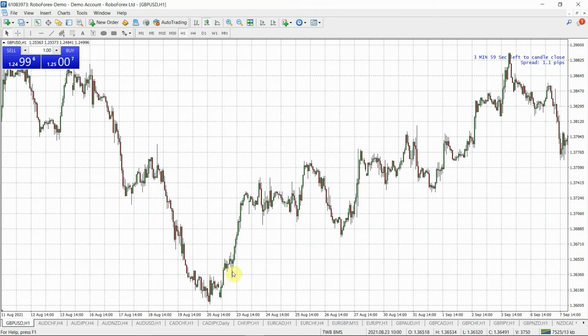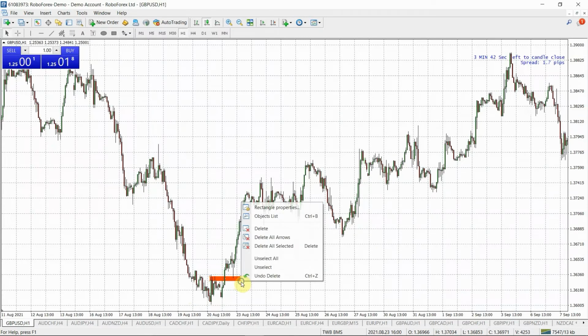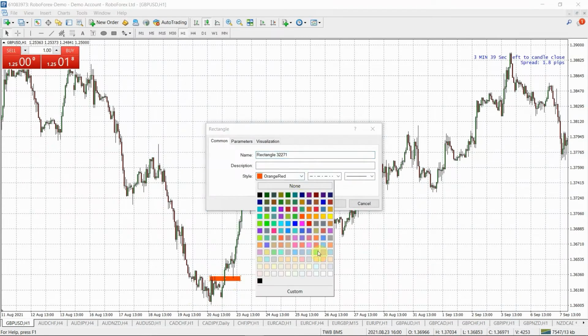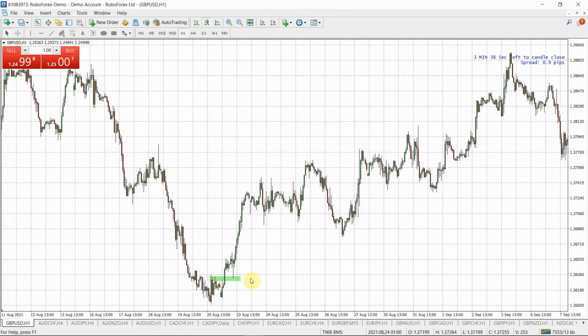All right, this is one, not so far. You can see we have corrective, impulsive, corrective, impulsive. Then there's a little corrective here, which is the last lower high. See that? Then put this in green to be more transparent. Okay, so you can see this was the last lower high.